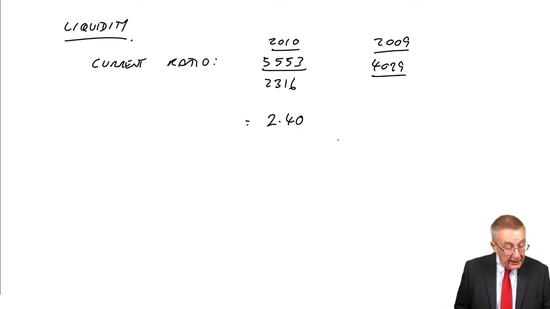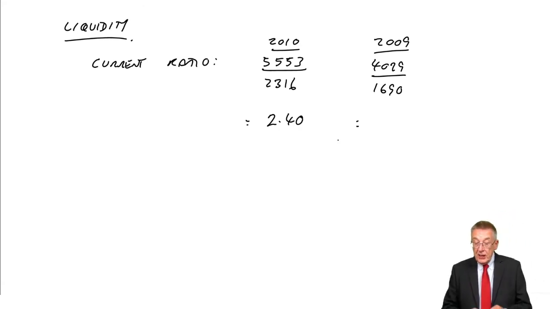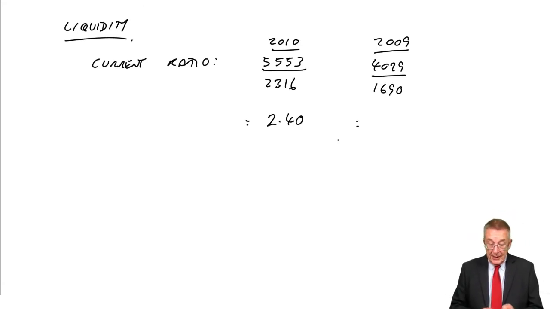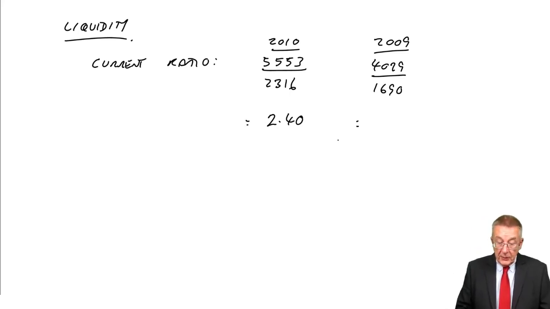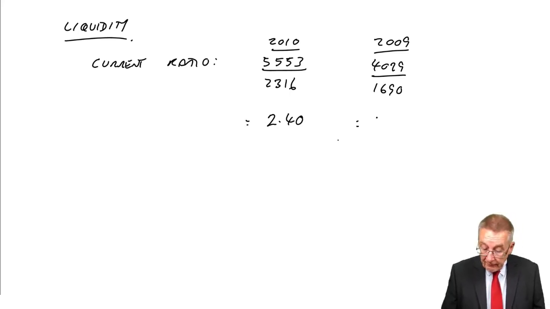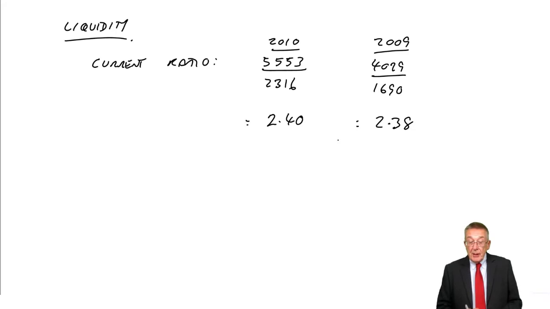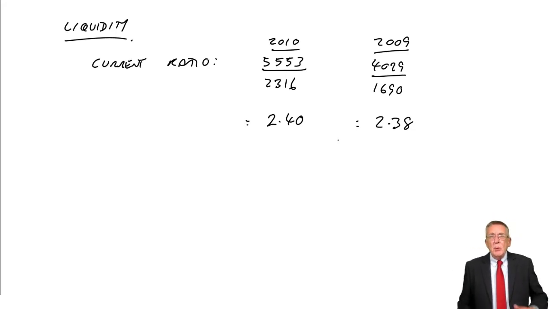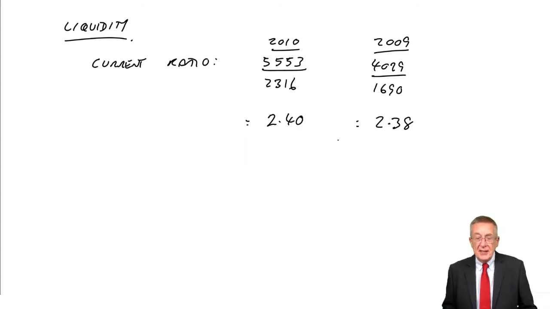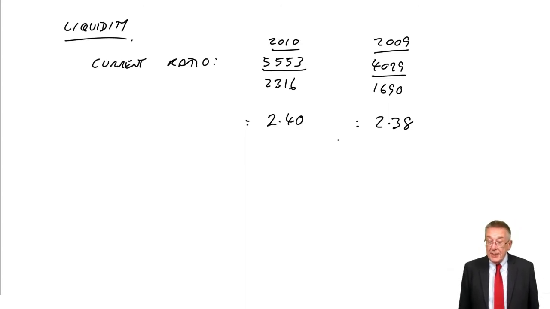it was 4029 current assets divided by the current liabilities 1690. The ratio was 4029 divided by 1690, 2.38. Now, this is one of the only ratios which makes sense on its own. If you remember the others, it was really comparing. Was it better than last year? Was it worse than last year? Or comparing with similar companies.